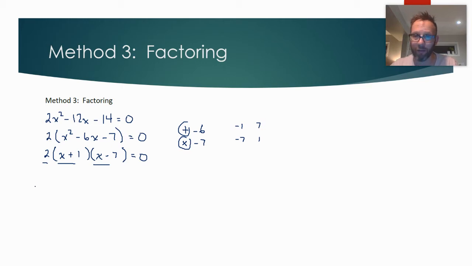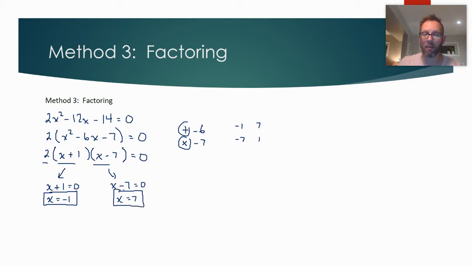Now 2 is obviously not 0. So we ask, well, what makes this bracket equal to 0? Because that would make the whole equation 0. And it's really easy to solve these little brackets equal to 0. They're just little mini equations. So you get x equals -1. And with the second bracket, you set it equal to 0, and you get 7. So we get the same answers as we got before, but we did it by factoring.